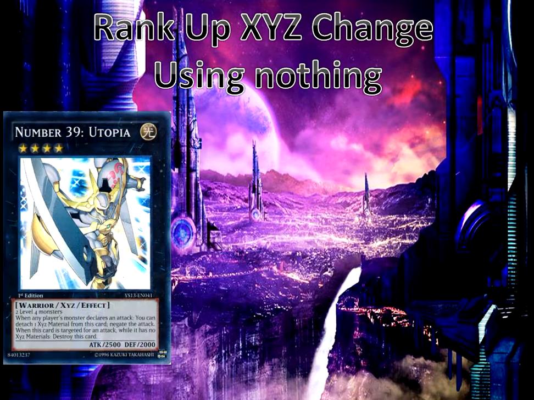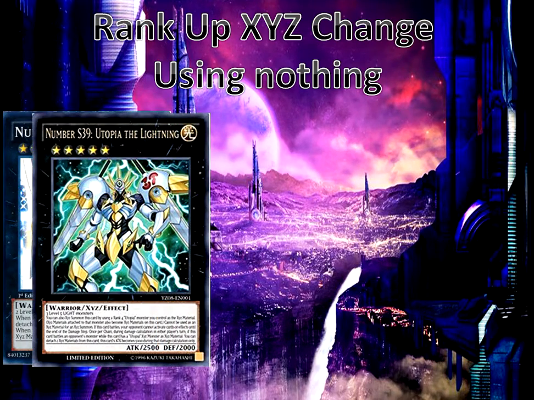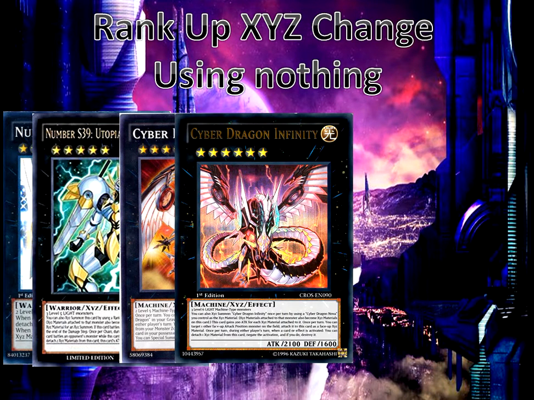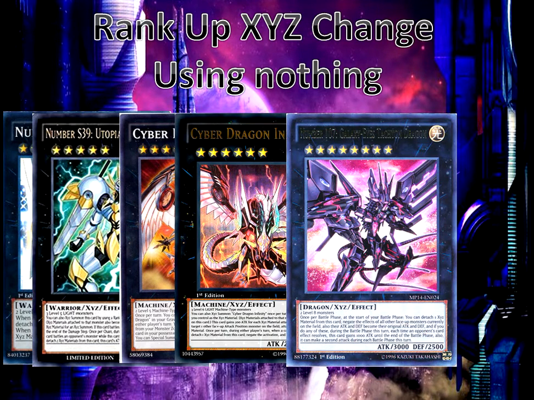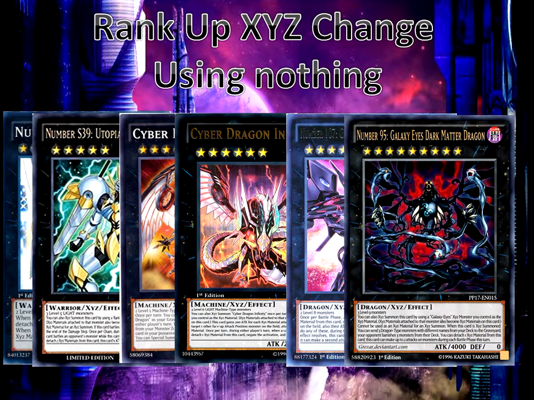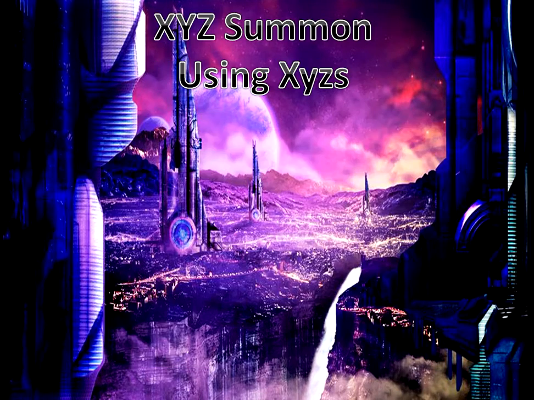More examples could be Number 39 Utopia with Utopia Lightning once again, Cyber Dragon Nova into Cyber Dragon Infinity. Infinity has that effect where you can Xyz Summon this card using Cyber Dragon Nova specifically as Xyz material. Also the Xyz monster's Xyz material is transferred over because it says so in that card text. Same with Number 107 Galaxy-Eyes Tachyon Dragon, with Number 95 Galaxy-Eyes Dark Matter Dragon has that effect. You can use the Galaxy-Eyes Xyz monster you control as Xyz material. Xyz materials are transferred over once again in the description of that monster.